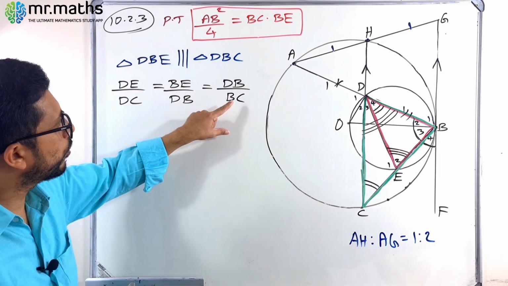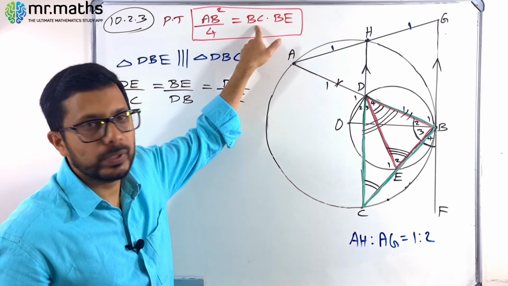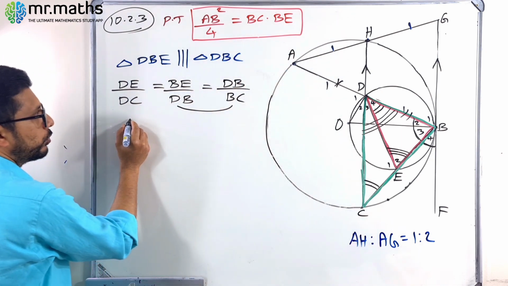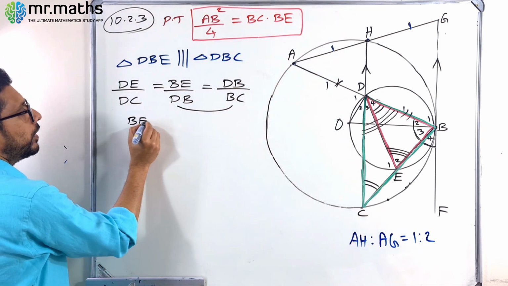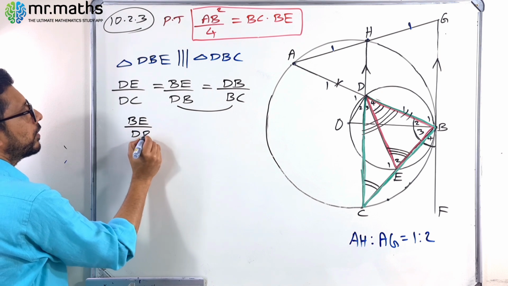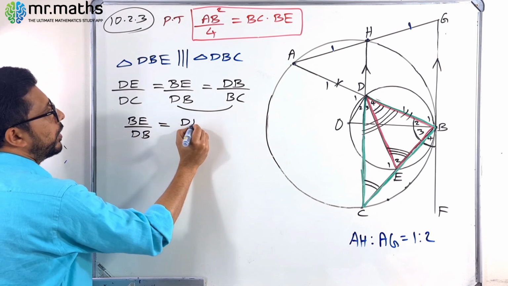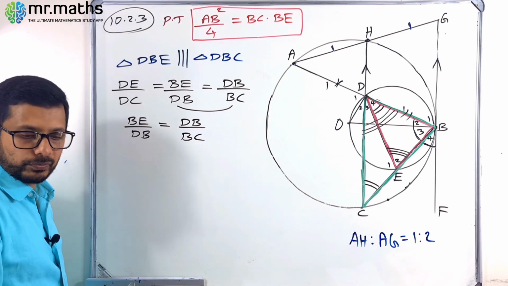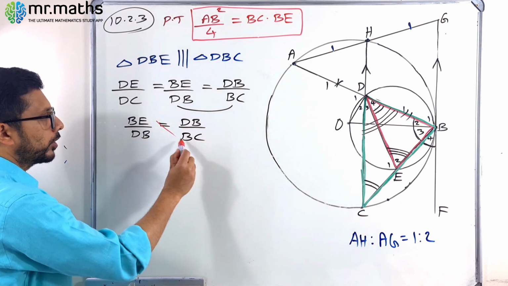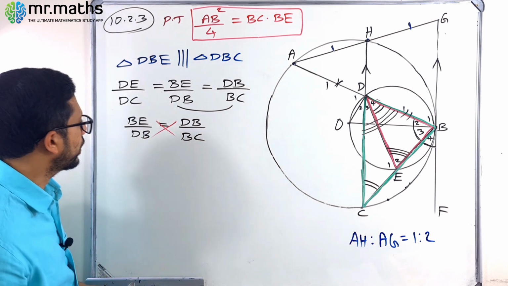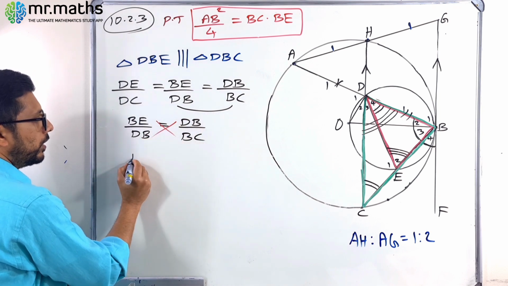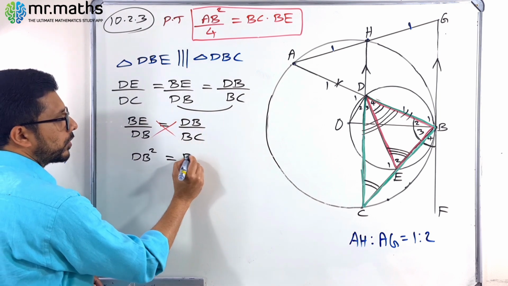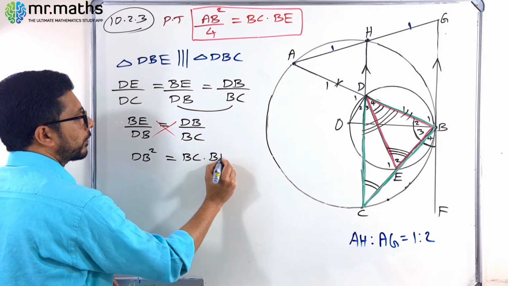B times BC or BC times B. Can you see that? BC times B here. So I'm going to consider these two proportions. Which two? B divided by DB is equal to DB by BC. Now can you say what you have to do? Cross multiply. Am I right? So here DB times DB, DB square, is equal to BC times BE.